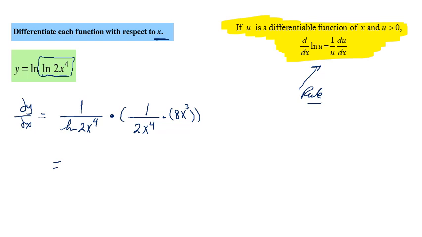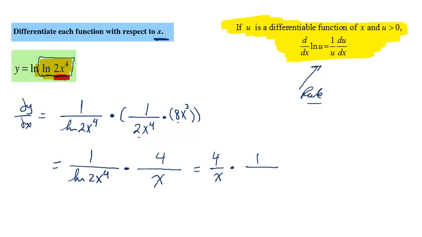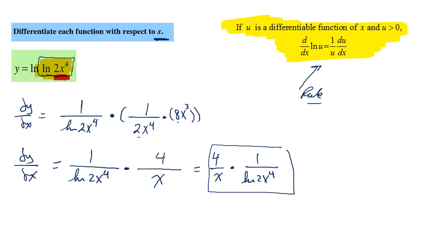Again, here you have two functions. The first one is ln 2x to the power 4, and this represents u, and the second one is 2x to the power 4 itself. Now let's simplify it. It's going to be 1 over ln 2x to the power 4 multiplied by 8 divided by 2, which is 4, and x to the power 3 divided by x to the power 4 is 1 over x. So it's 4 over x multiplied by 1 over ln 2x to the power of 4. This represents the derivative of the function y with respect to x.